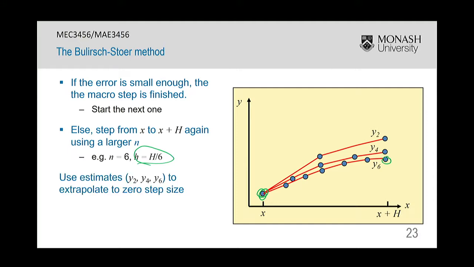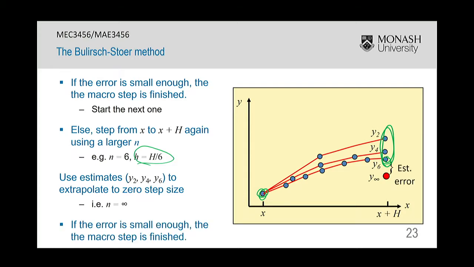Now what we do is use y2, y4 and y6 to extrapolate again to 0 step size, h equals 0, or n equals infinity. And we'll come up with an estimate. Now, because we're using 3 values of y, we're going to be fitting some quadratic polynomial, and we might expect to get a better answer than the case where we are just using 2 estimates, which is only going to give us a linear polynomial.